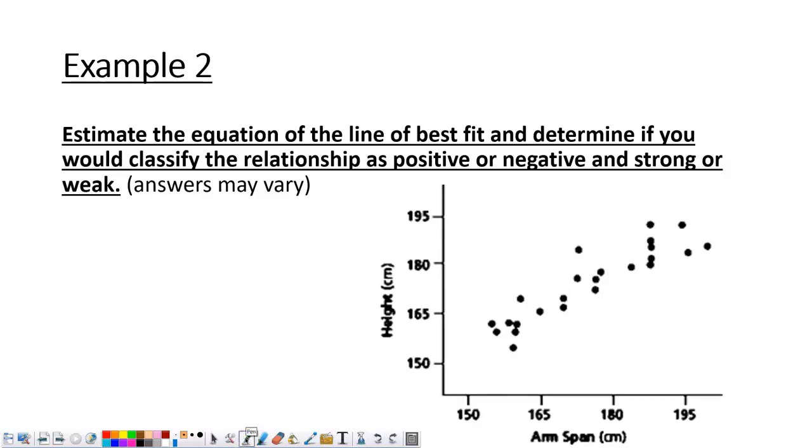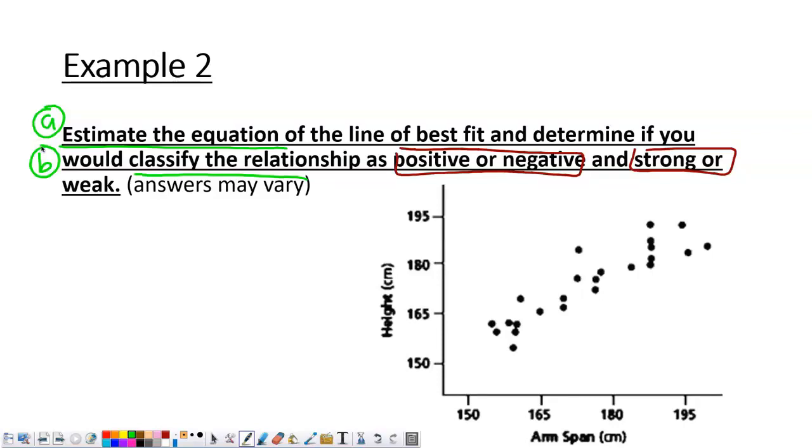I'm going to give you some data, and I'm going to ask you to estimate the equation of the line of best fit. After that, I'm going to ask you to classify that relation in two ways. I want you to tell me, is it a positive or negative relationship? And then I want you to tell me, is it a strong or a weak relationship? So, we have two parts. Find the equation of a line, and then determine what the relationship's like. Strong or weak, and positive or negative. All right, so let's begin.